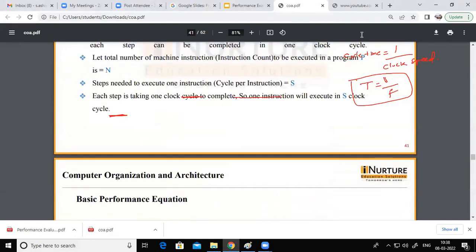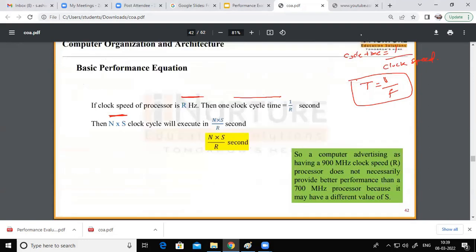This is nothing but the total cycles per second, like steps needed to execute one instruction. So that is nothing but S. So total number of instructions N multiplied by cycles per instruction, like how many cycles per instruction we need. We'll multiply both N and S and divide that quantity by the frequency of the processor, and we'll get how much time it would take to execute, in seconds. So the unit is seconds.